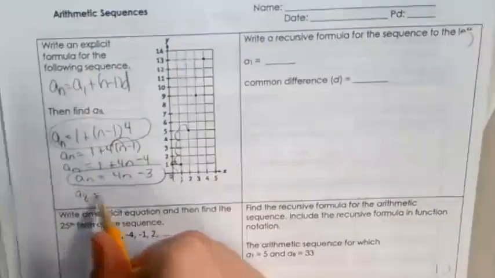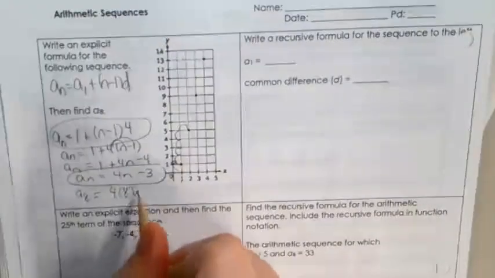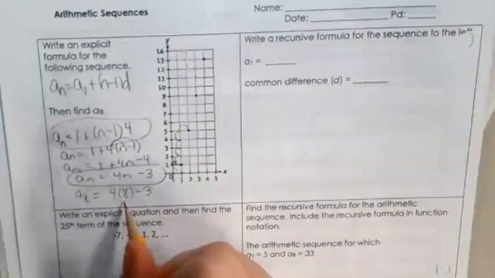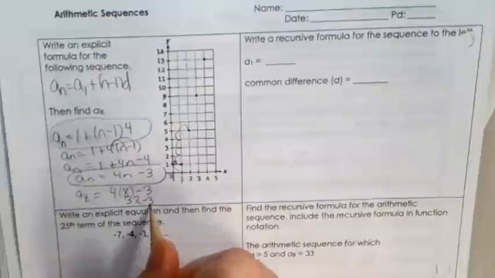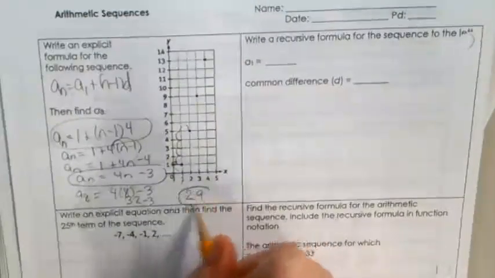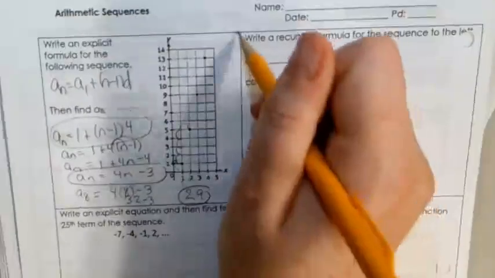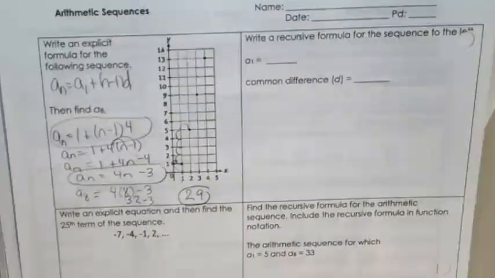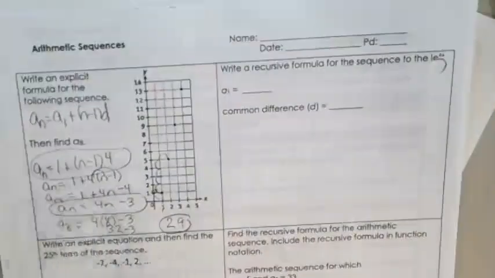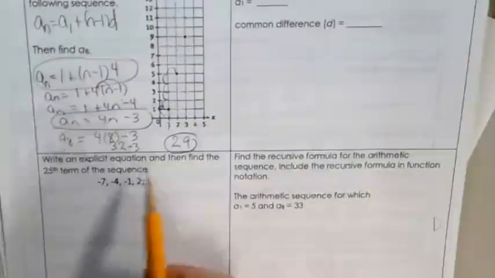So a sub 8 is 4 times 8 minus 3. So 32 minus 3 is 29. So that means if I extended this graph out to x is 8, y would be 29. All right, that was an explicit equation. So let's use this here and do another explicit.